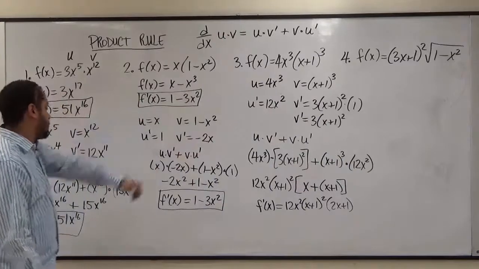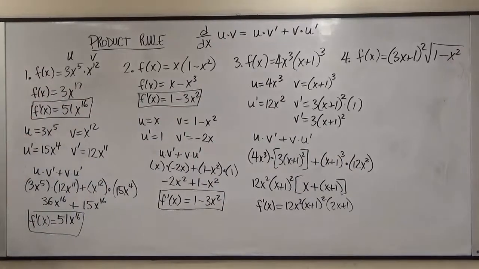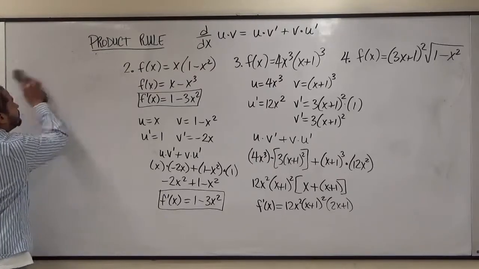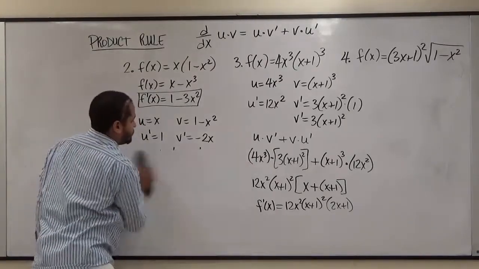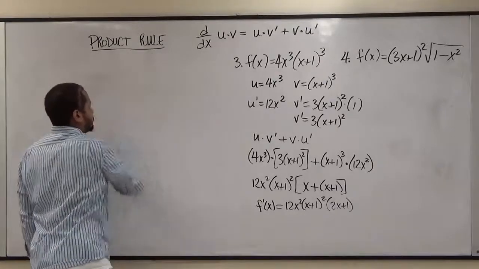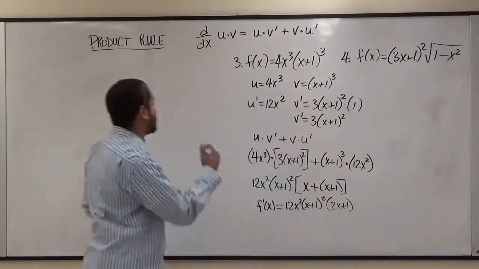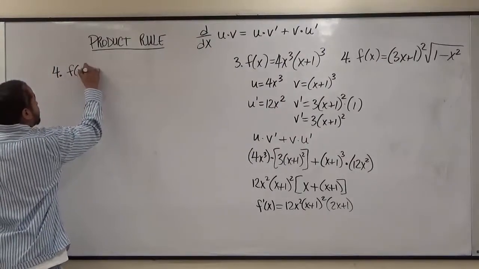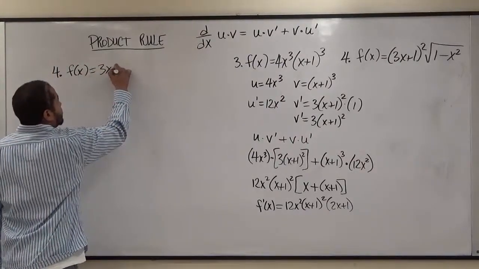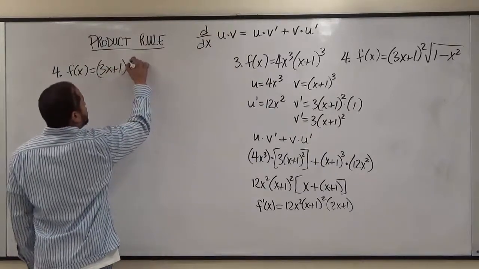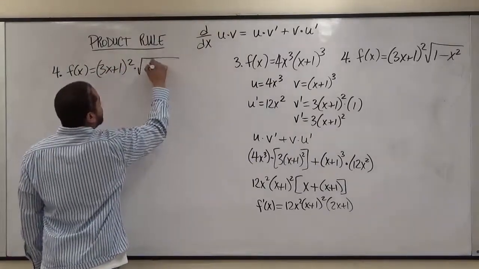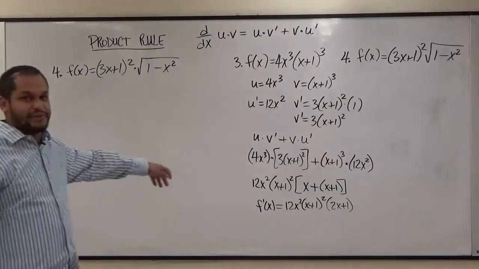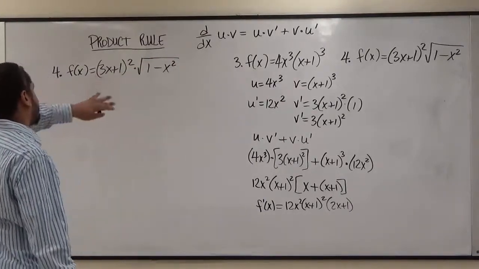Now for this last problem, for number 4, I'm going to bring it all the way back over here since we're not using this side of the board right now. So let's take a look at this question, and we have number 4: f of x equals 3x plus 1 to the second power times the square root of 1 minus x squared. This one's probably the toughest problem of all of them. In this case, we have 2 chain rule problems that we're going to do.